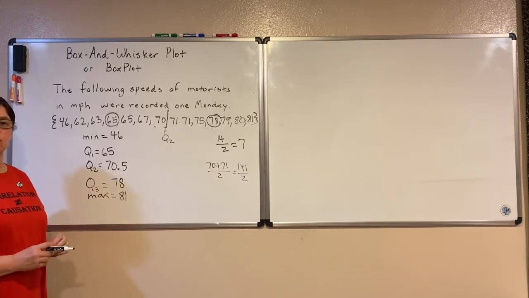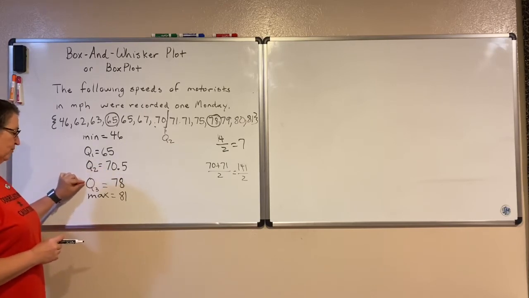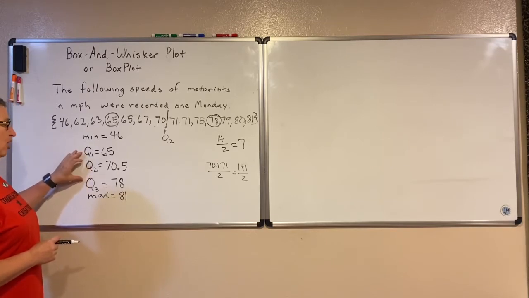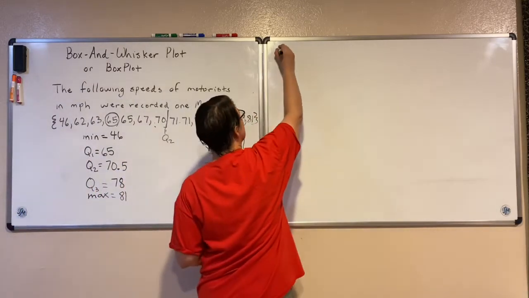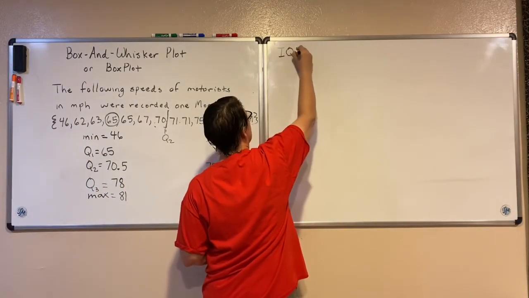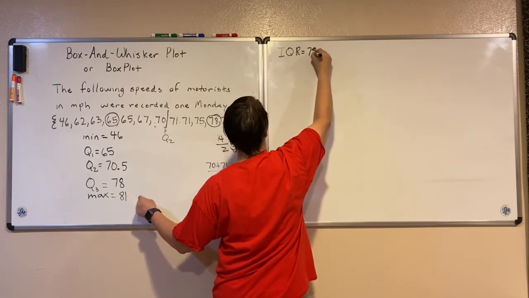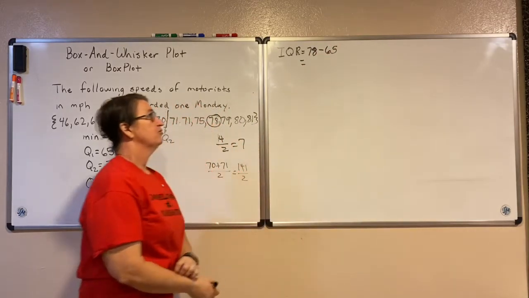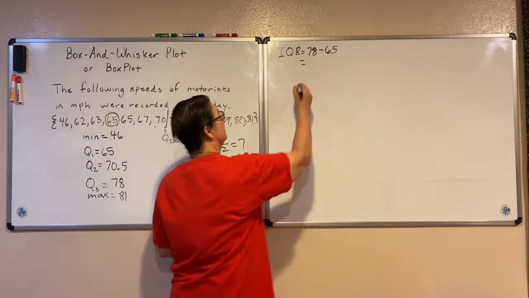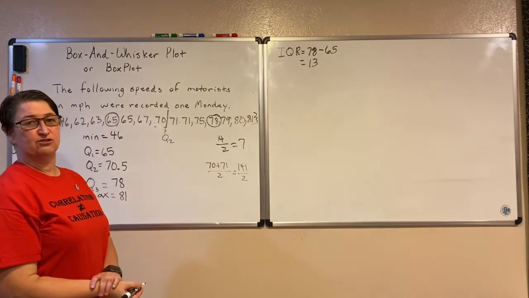The next thing we need to do is find the interquartile range. Our interquartile range, remember, is this range from Q3 to Q1. How far is that range? To find my interquartile range, I'm going to take my Q3 minus my Q1. So 78 minus 65 is 13. So the interquartile range is 13.